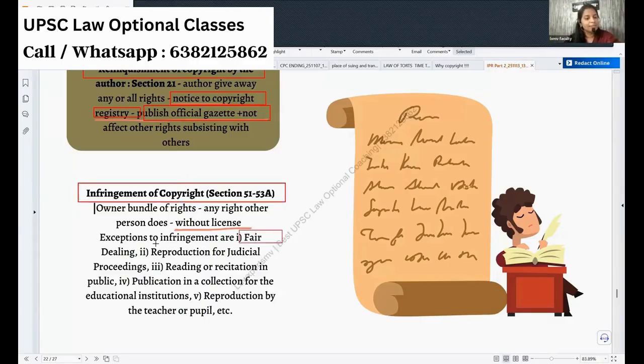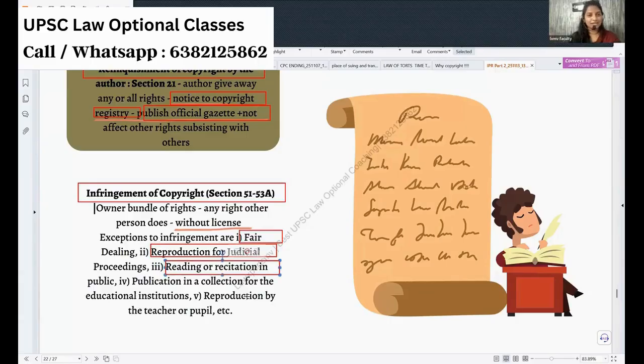Fair dealing, reproduction for judicial proceedings. Say some judicial proceeding is involved on defamation. Someone says that your book is defamatory and he is bringing the book and giving all the copies to the judge and the opposite party. And you say, my copyright is violated, he is publishing to everyone, I have the copyright of my book. No, you cannot say that, it is a judicial proceeding. That is an exception.